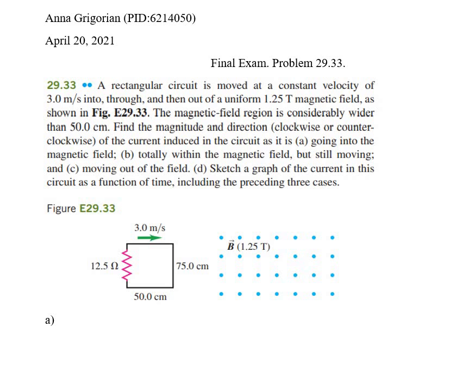Today we're solving problem 29.33 for the final exam. In this problem we do have 4 parts and I solved each of them. For part A I got the answer, which is the magnitude of the current is 0.225 and the direction is clockwise. For part B I got the magnitude of current is 0. For part C the magnitude of current is also 0.225 and the direction of the current is counterclockwise. And for part D, I sketched the graph, which I will explain later.